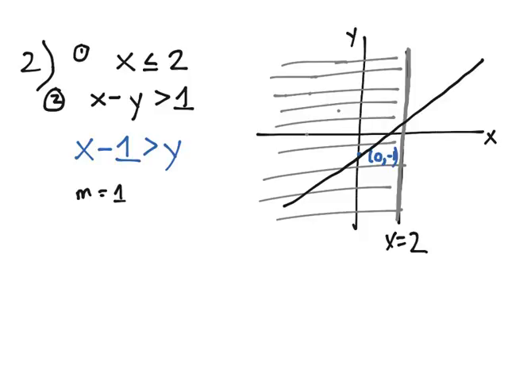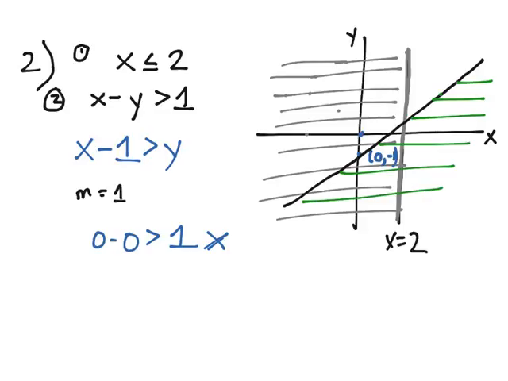And the answer to our second inequality would be all points xy satisfying x minus y is greater than 1. So to see which side to choose, let's choose the point 0, 0. 0 minus 0 is greater than 1. That is false. So we must choose the right side instead. Because 0, 0 is on the left side of the line, and 0, 0 does not satisfy our inequality.